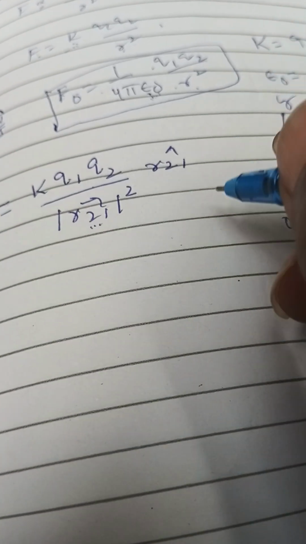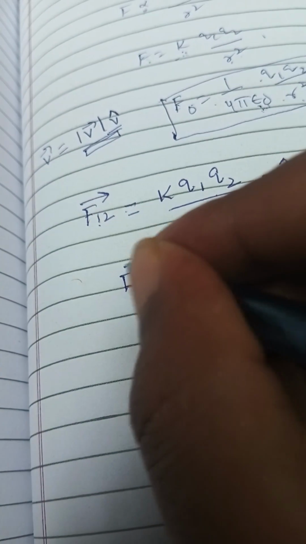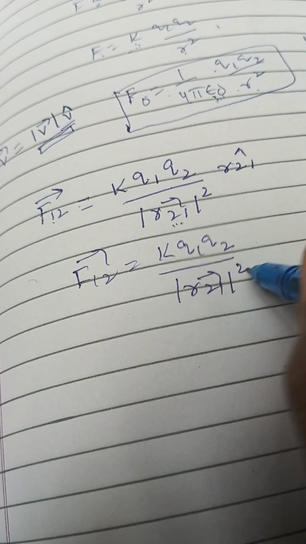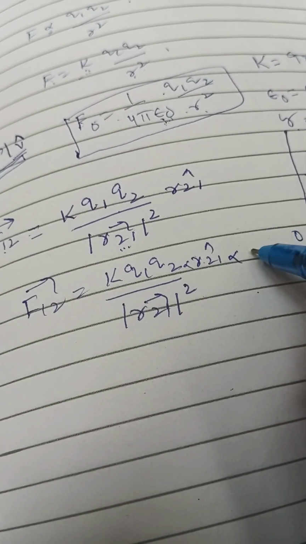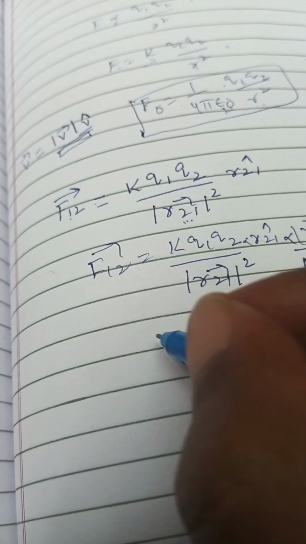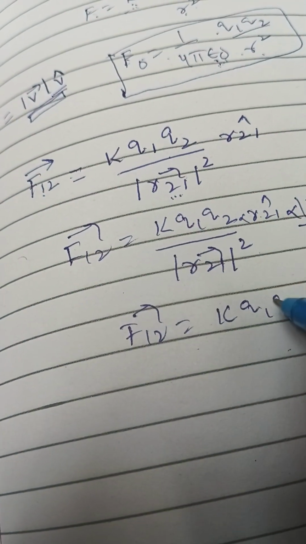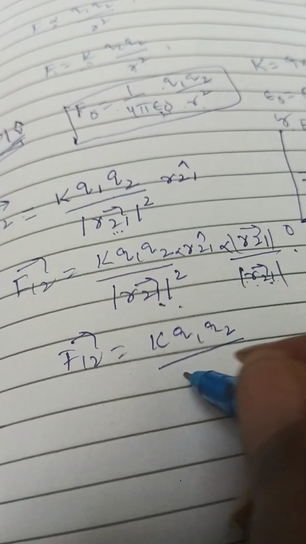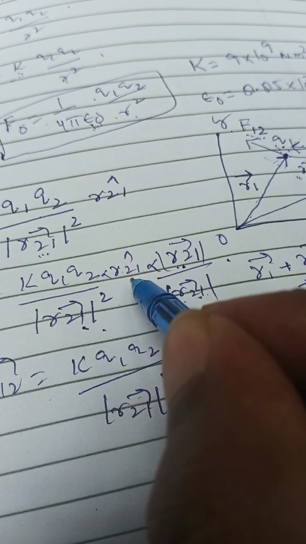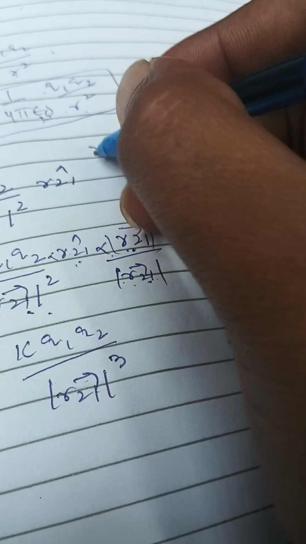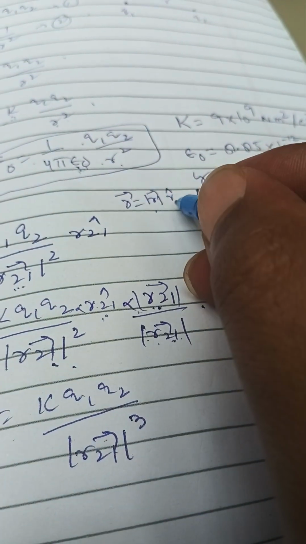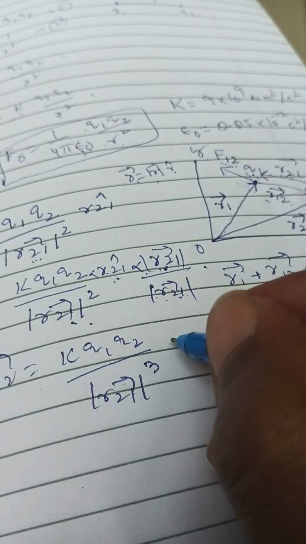So F12 vector is K Q1 Q2 upon mod R21 square, times the R21 unit vector. Multiply and divide by mod R21. So F12 force is K Q1 Q2, and in the denominator it becomes mod R21 cube. And here, see, mod R into its unit vector is the full vector. So mod R21 into the unit vector gives us the full vector R21.